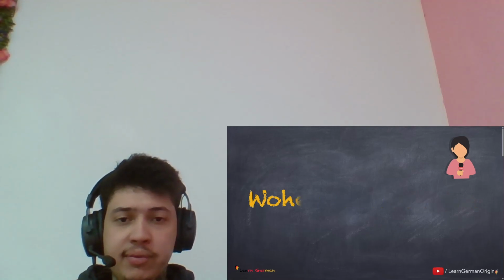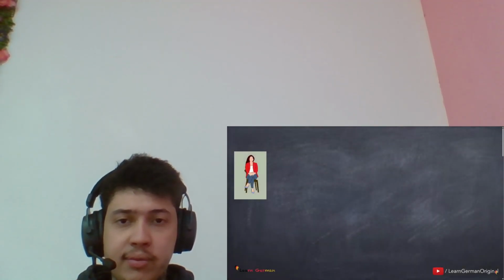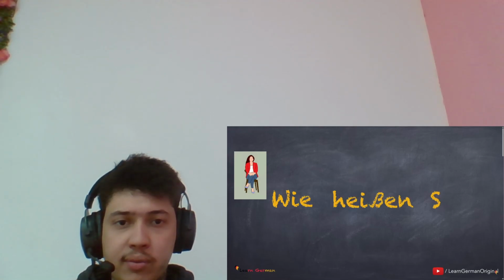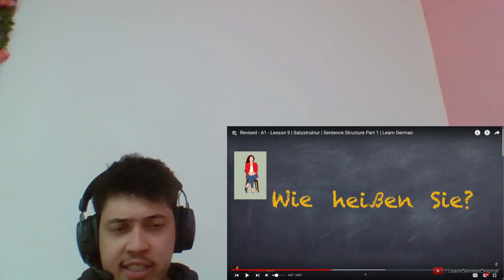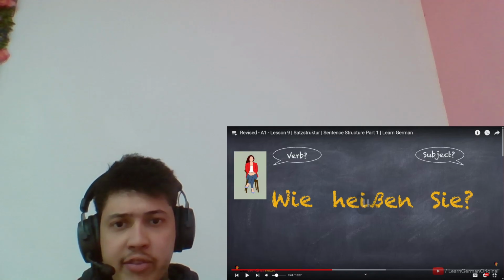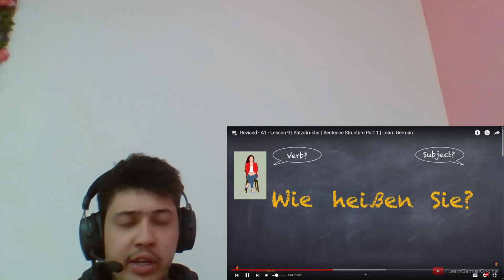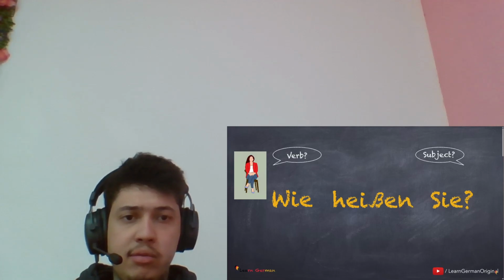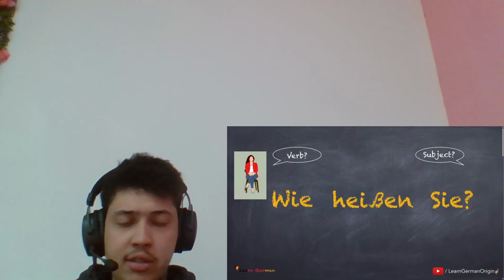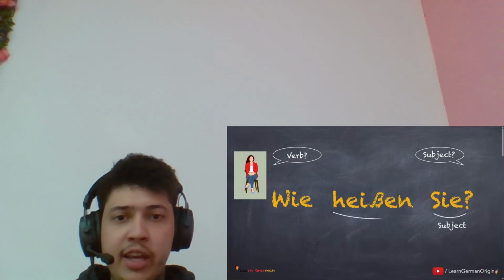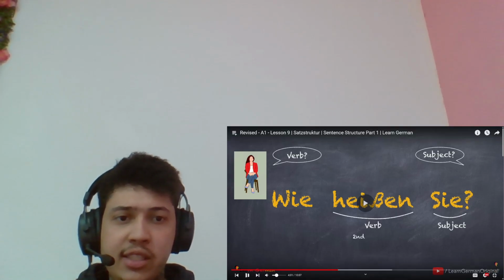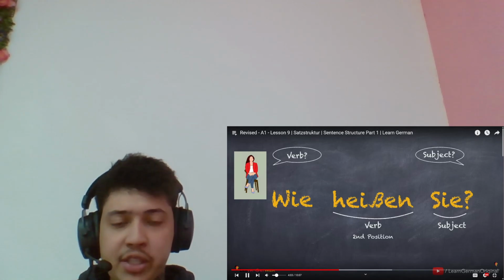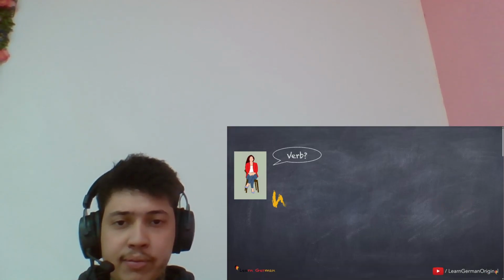Now it's your turn to analyze a W-Frage. Wie heißen Sie? Where's the subject, and where's the verb? Sie is the subject and heißen is the verb. So in Wie heißen Sie, the verb is in the second position. Here are some more W-Fragen.